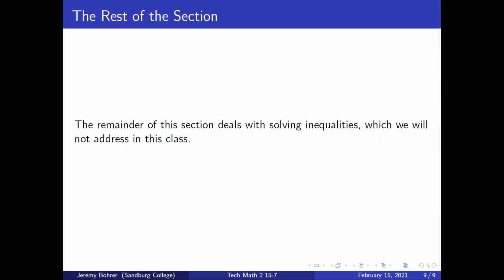The remainder of the section deals with solving inequalities, which we will not address in this class.